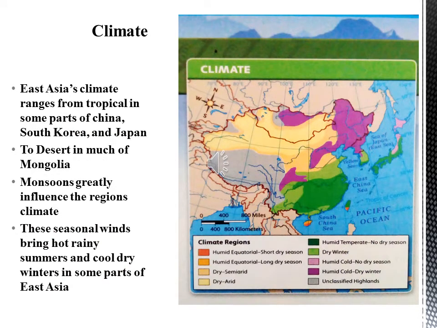The climate map that we have here shows the effect of the climate on the population of East Asia. We can see from it that the East Asia climate ranges from tropical in some parts of China, South Korea, and Japan to desert in much of Mongolia. We can see also that the monsoons greatly influence the region's climate. These monsoons are seasonal winds that bring hot rainy summers and cool dry winters in some parts of East Asia.